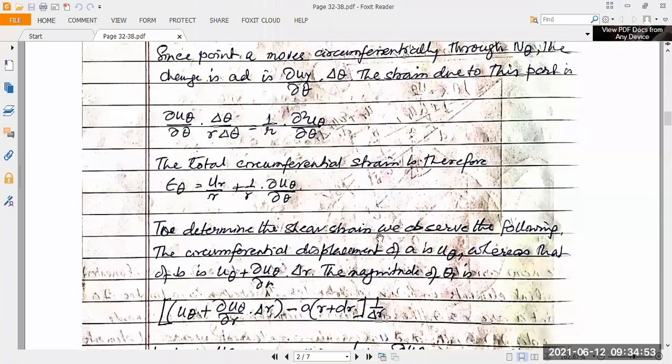Now, to determine the shear strain, we have to move in the following way. The circumferential displacement of A is equal to u_theta, whereas that of B is u_theta plus du_theta by dr into dr itself. The magnitude of theta 1, this is not theta 1 but theta 2. The magnitude of theta 2 is u_theta plus du_theta by dr into delta r itself, minus alpha into r plus dr, into 1 by r.